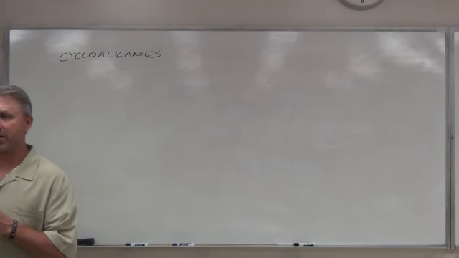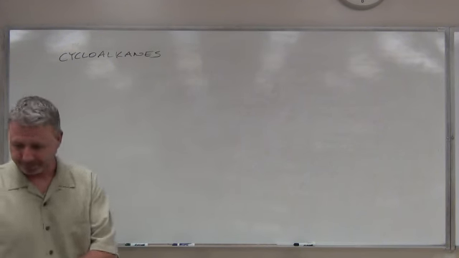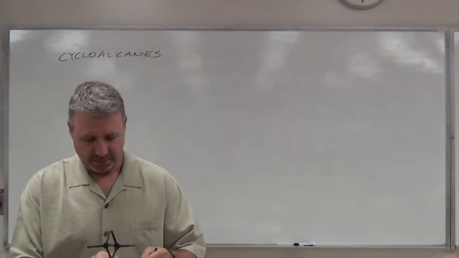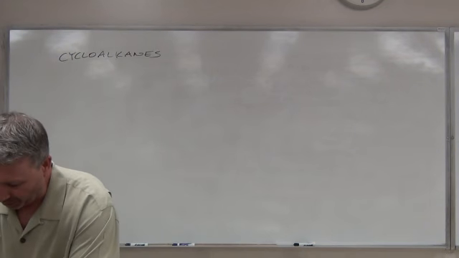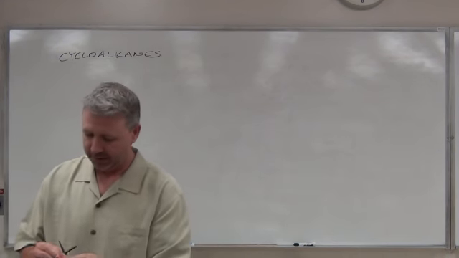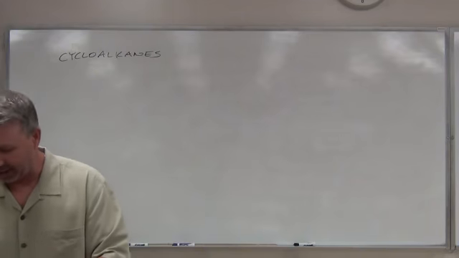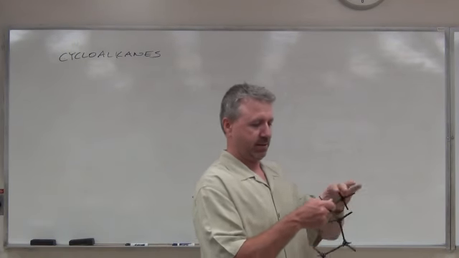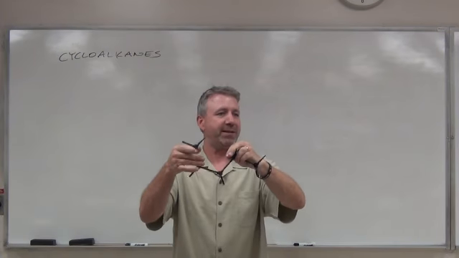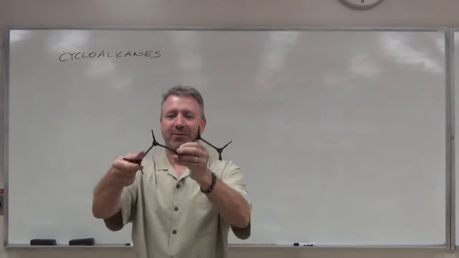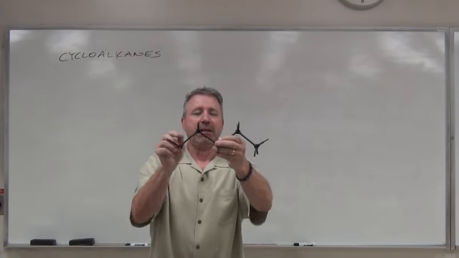Cycloalkanes, these are just ring structures of alkanes. You can take your straight chain alkane. That's my N. So I've randomly chosen 2, 4, 5 pentane again. All over pentane today.